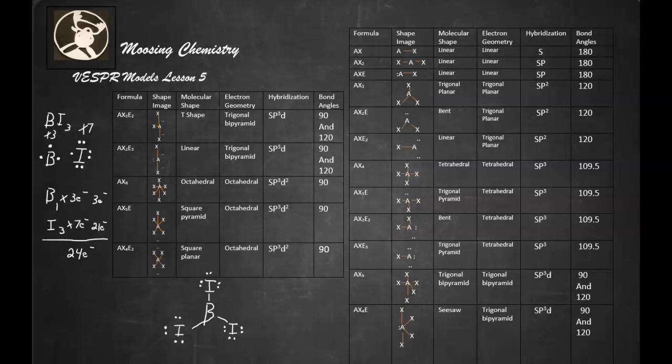We're going to use something called formal charge. So, formal charge of boron. We take the valence electrons minus the bonding electrons minus the non-bonding electrons. Okay.